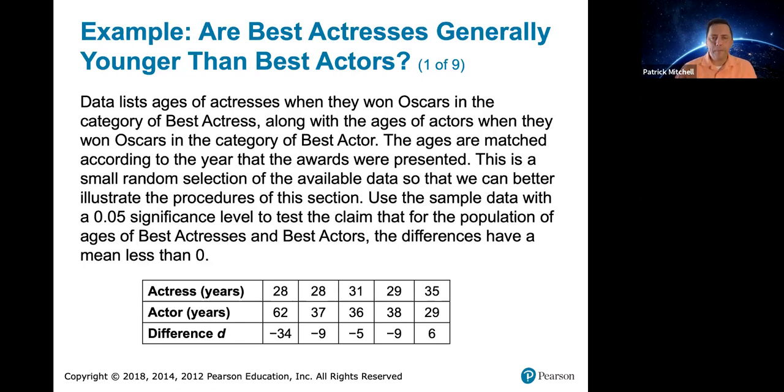Now, I just want to point out, this is a one-tailed test because it says less than. So it is going to make a difference whether that means actress's age minus actor's age or the other way around, actor's age minus actress's age. All right, if I was looking at this slide and I hadn't read ahead, I would interpret the fact that they wrote Best Actresses first to mean actresses minus actors, okay? And also in this table, they've already calculated all the differences. So you can see right here, -34, that comes from 28 minus 62 and not 62 minus 28, okay?